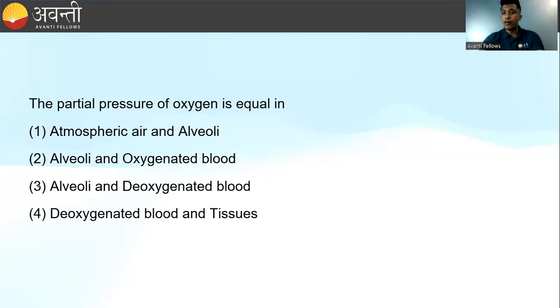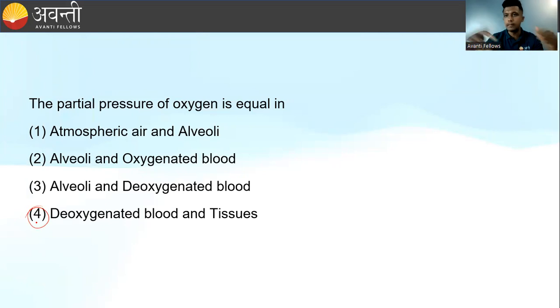The partial pressure of oxygen is equal in. It's a very interesting question. Atmospheric air and alveoli, alveoli and oxygenated blood, alveoli and deoxygenated blood, deoxygenated blood and tissue. So the partial pressure of oxygen is equal in where? Where do you find it equal? So the right option is basically deoxygenated blood and tissues.